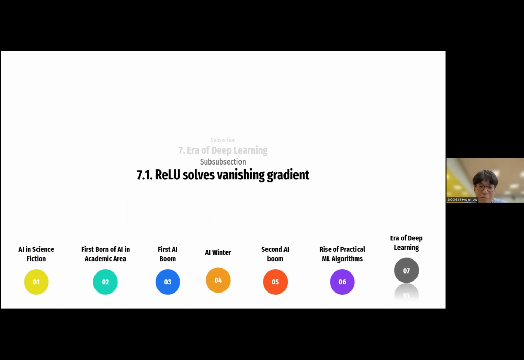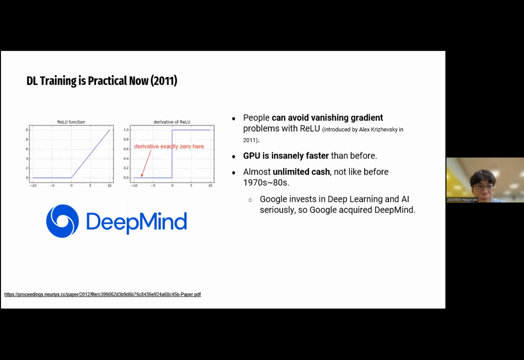And yes, now finally we get into the deep learning era. So let's talk about ReLU solving the vanishing gradient. Now people can avoid vanishing gradient problems with ReLU. ReLU was introduced by Alex in 2011. This research used GPUs for training deep neural networks, unlike researchers before, who mostly used CPUs, and it makes training insanely faster than before.